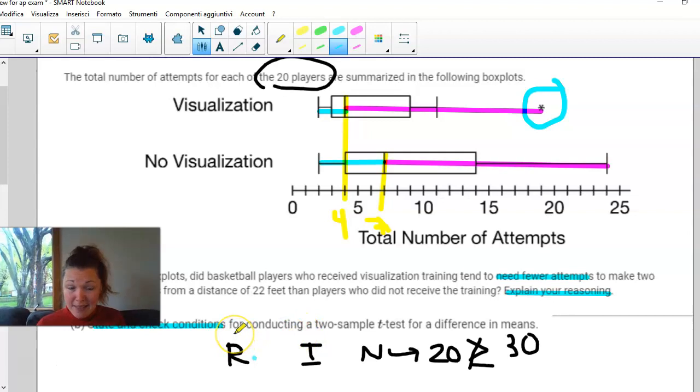Because it doesn't ask us, is it okay to proceed? It literally is just asking us what the conditions are. So do we have random samples for both groups? Can we do 10 times 20 is less than all basketball players? Are the visualization group versus the no visualization group independent?